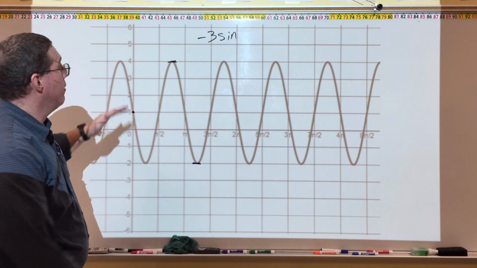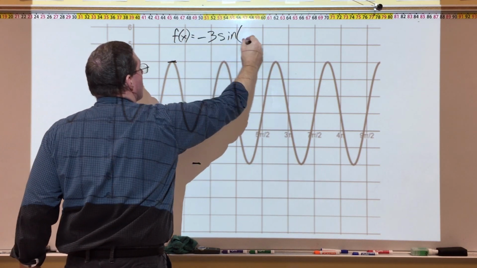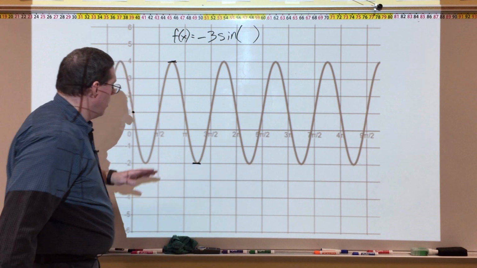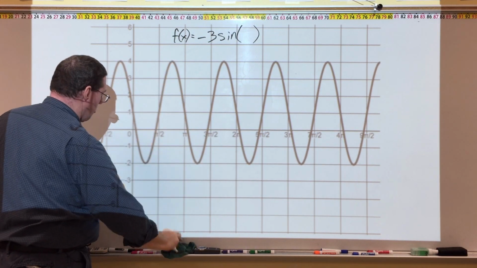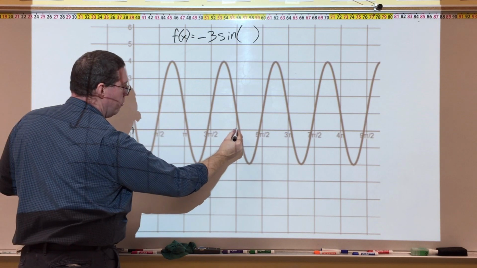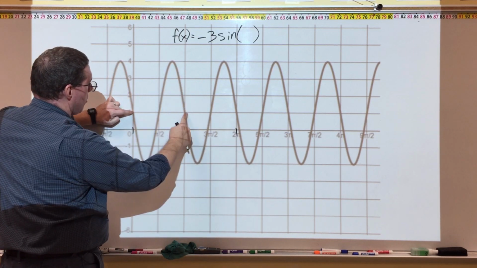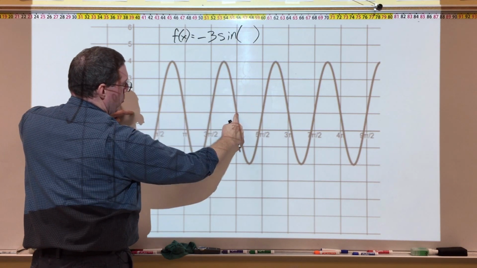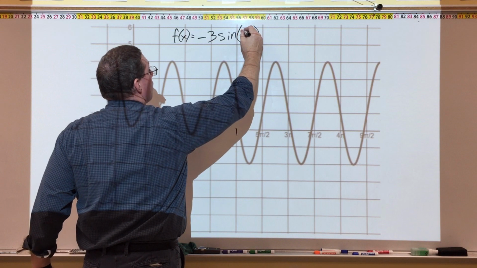So this is going to be negative 3 sine of, let's see what goes on the inside. We're going to identify our frequency. So we're going to go from 0 up to 2 pi and see how many sine curves there are. That's 1 sine curve, 2 sine curves. So that's 2 sine curves between 0 and 2 pi. So that's a frequency of 2.